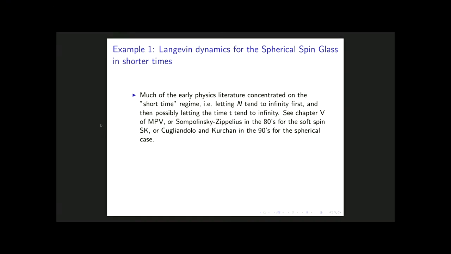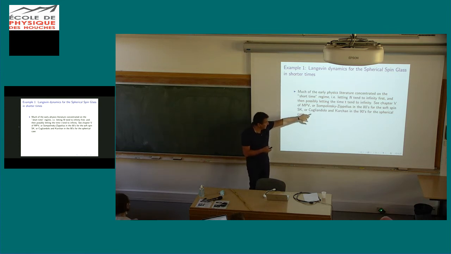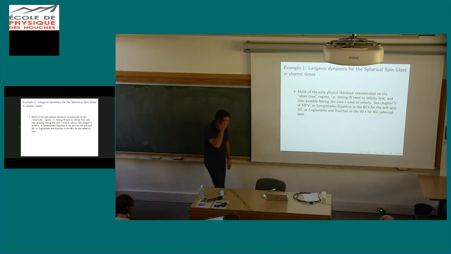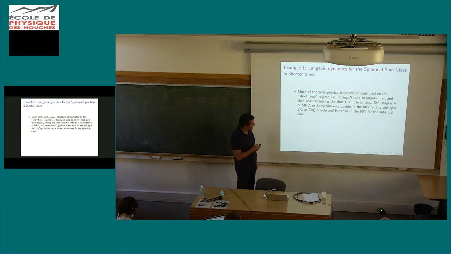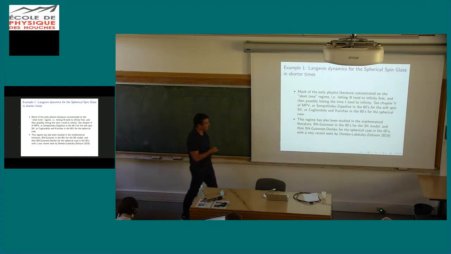Okay, but now you want to look at shorter times. Shorter times means you let n tend to infinity first before letting the time tend to infinity. So for instance, you can look at chapter 5 of the Mézard, Parisi, Virasoro book, the Bible of spin glasses. And of course, the work of Sompolinsky and Zippelius in the 80s for the soft spin SK, and Cugliandolo, Kurchan. We worked on that a long, long time ago, as Florent said, at the beginning of time in the 90s with Alice, and Amir. And there is recent work by Amir, Eyal Lubetzky, and Ofer Zeitouni, which is interesting there.